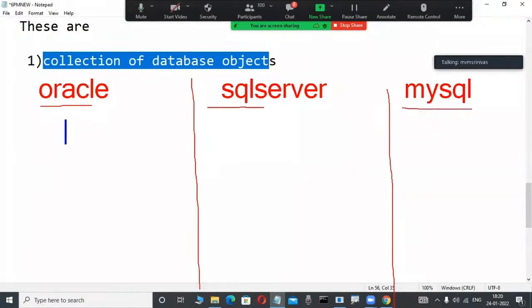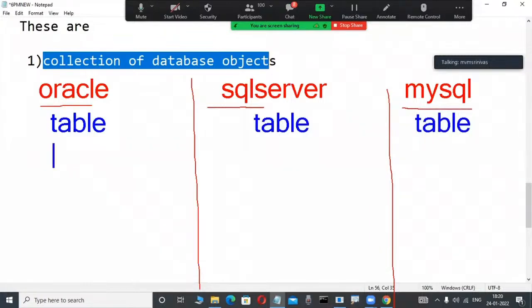Maybe a first-time newcomer has an idea. Table is a database object. Here also a table is there, and in MySQL also a table is there. Same. Again, view is a database object with some purpose. Here also view is there, and here also view is there. View is a database object.